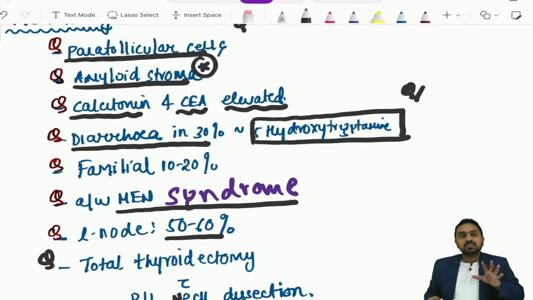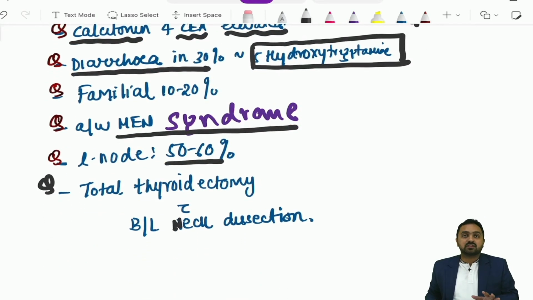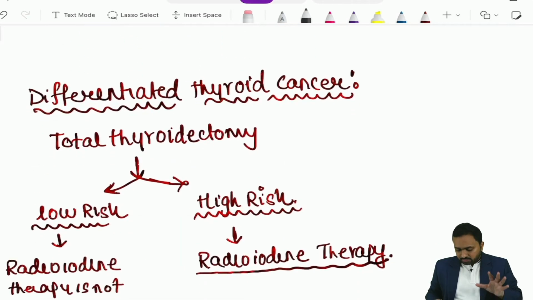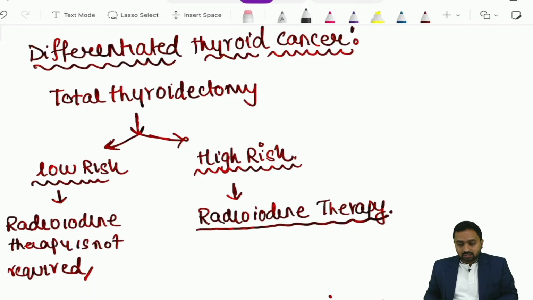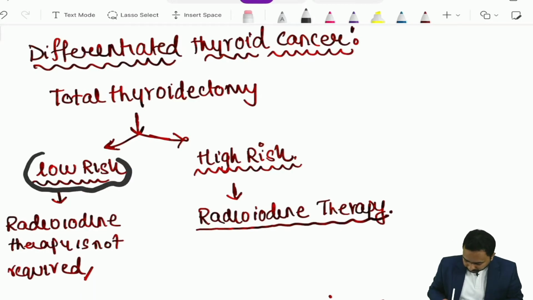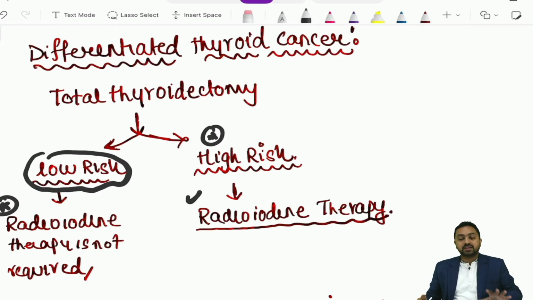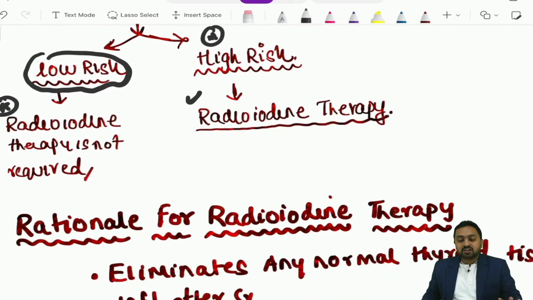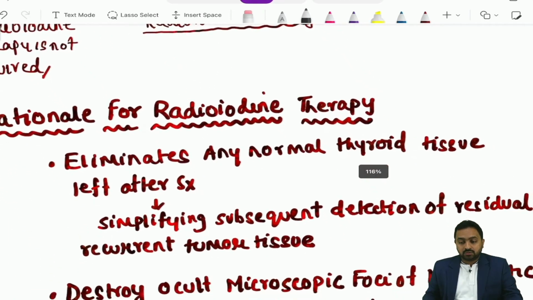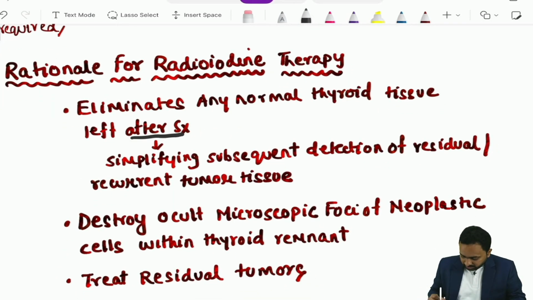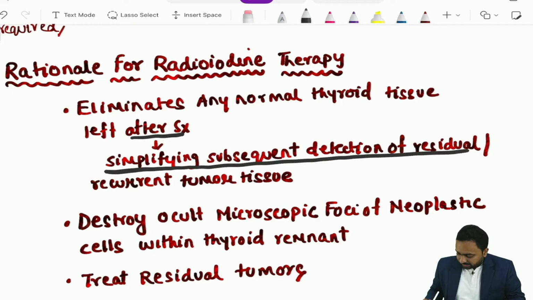Now coming down to the specific differentiated thyroid carcinoma, that is papillary and follicular thyroid carcinoma, the treatment usually is total thyroidectomy. Now in case of a low risk, radioiodine therapy is not required compared to the high risk where you would require radioiodine therapy. So what is the rationale for the radioiodine therapy? Now this eliminates any normal thyroid tissue that is left after surgery, hence simplifying the subsequent detection of residual or recurrent tumor tissues.